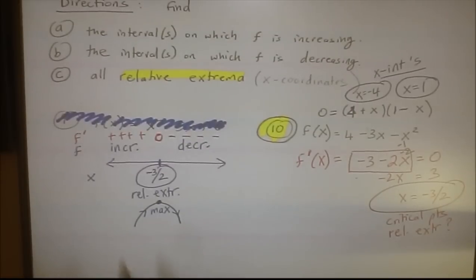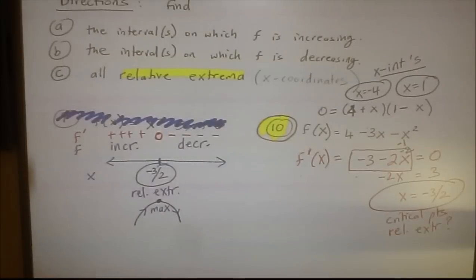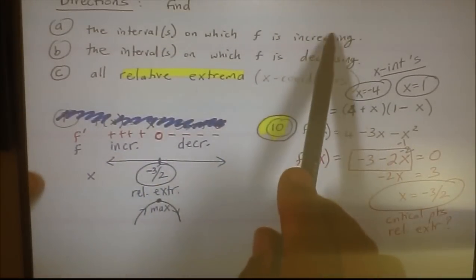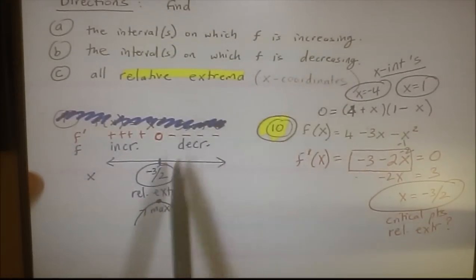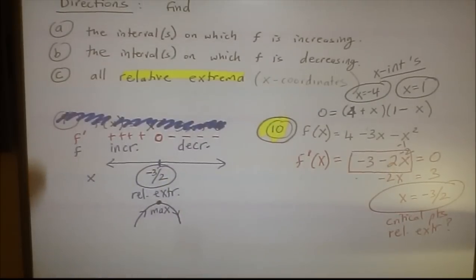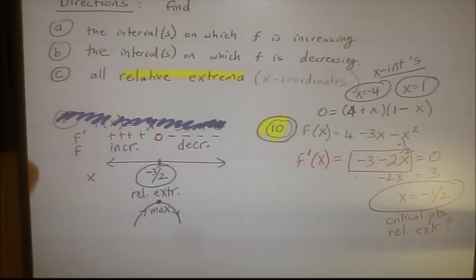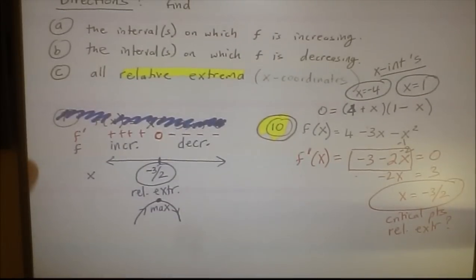So now we have answered the entire question for the entire domain. We have figured out intervals of increase, intervals of decrease, and all relative extrema. So what we want to do now is summarize the sign chart using different notation. But we have essentially answered the question, and that is step 2.